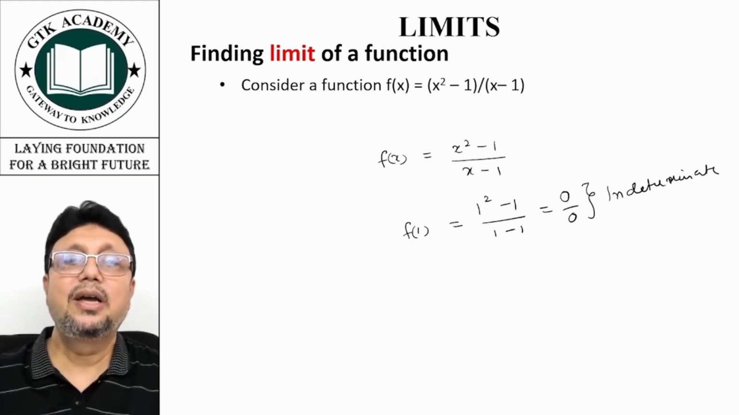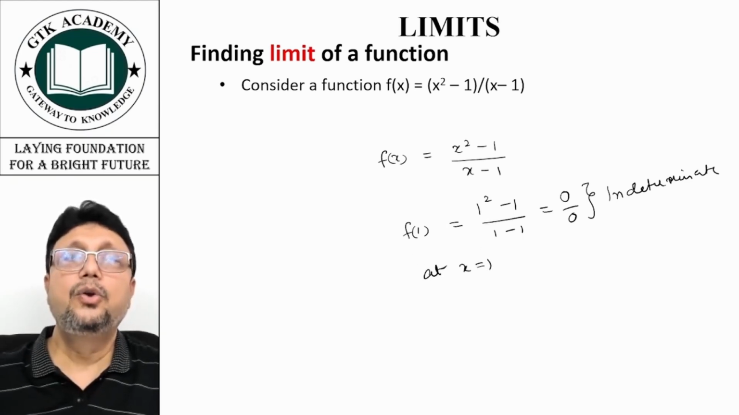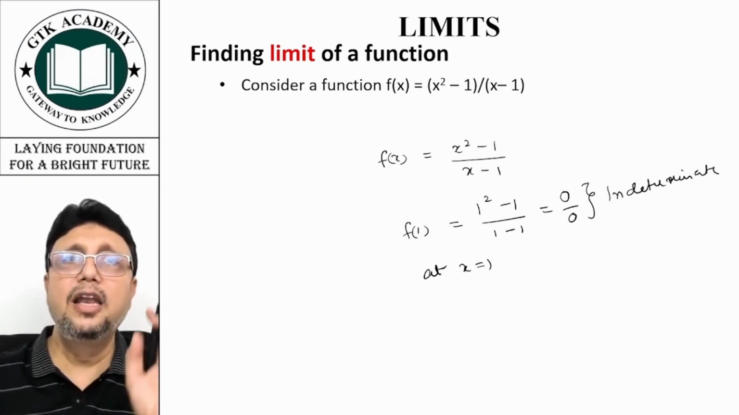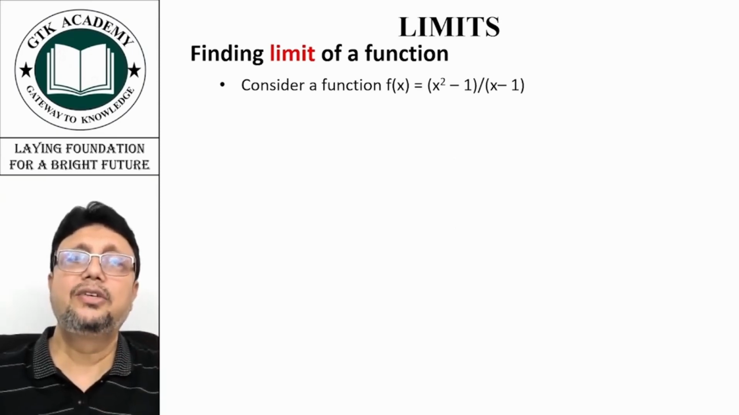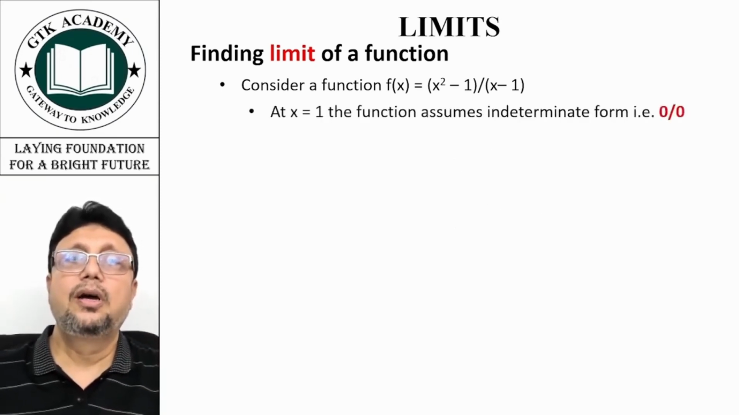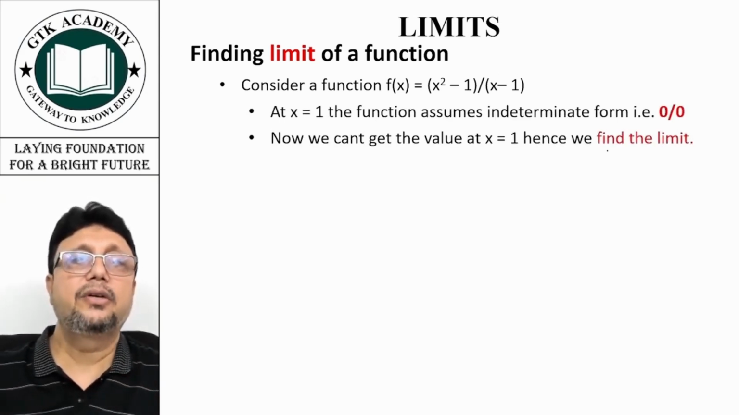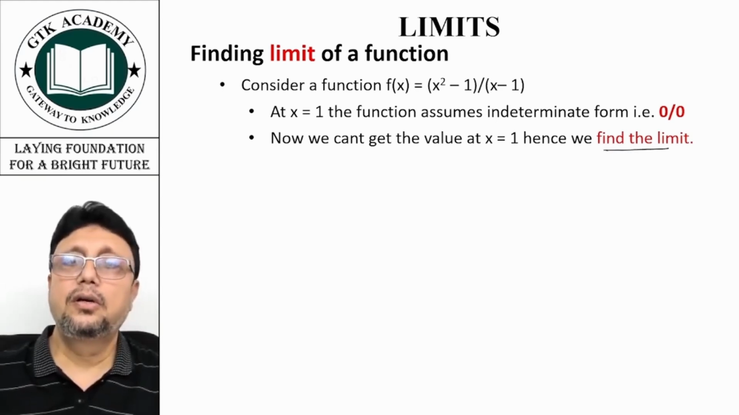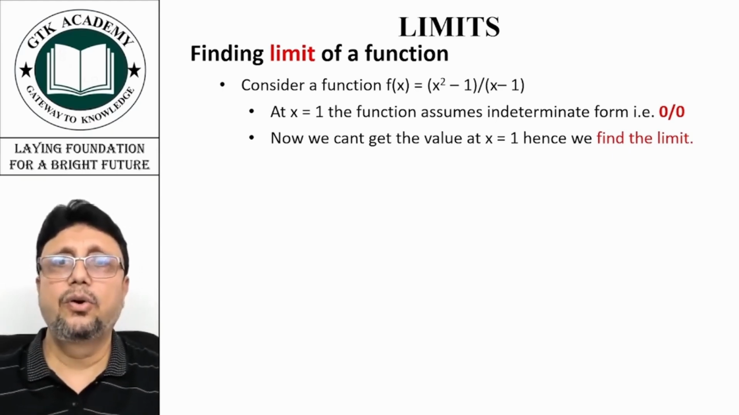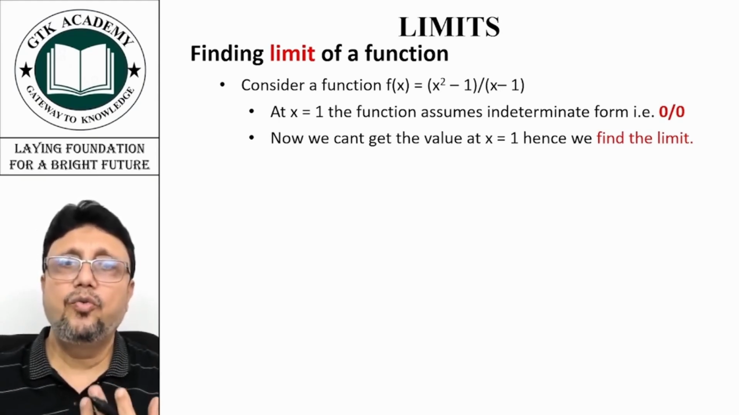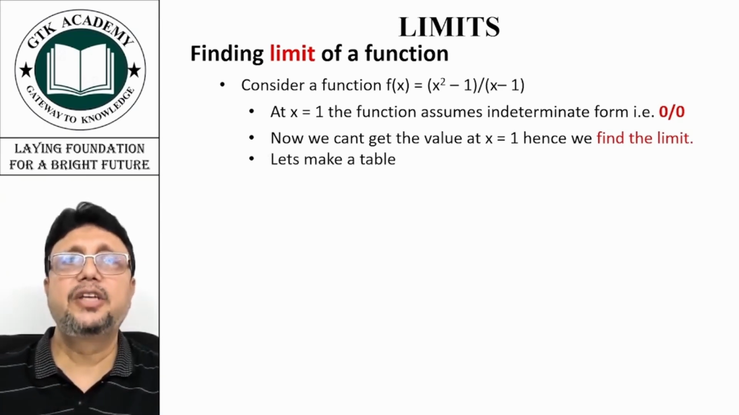So what do you do? At 1, you cannot find the value of function. Then you find the limit at x is equal to 1. Right? So what do we do? We will find the limit. Now I'll just show you one or two methods by which we can find the limit. Let's make a table.